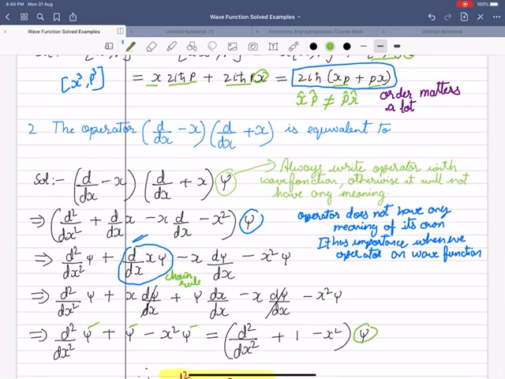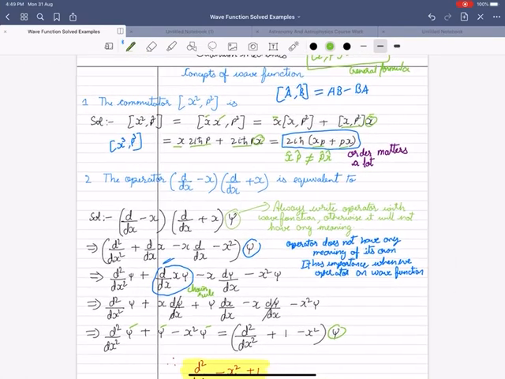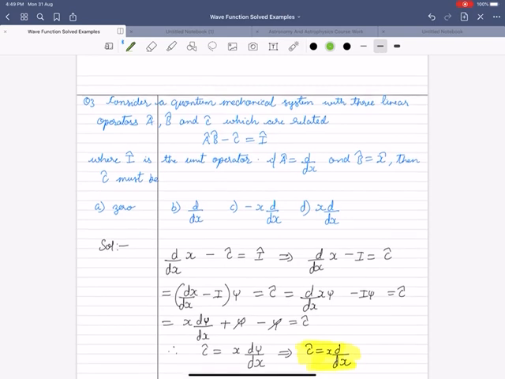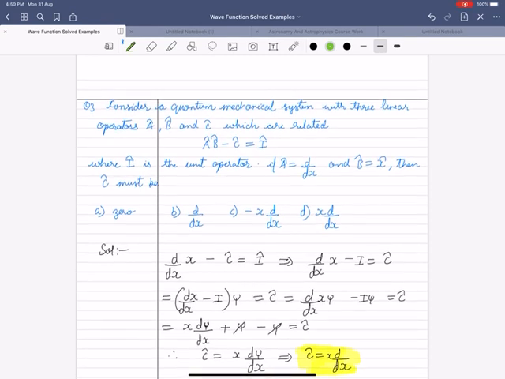Now I will move to the next question. Consider a quantum mechanical system with three linear operators A, B and C, which are related as A operator, B operator minus C operator is equal to the identity operator. If A is equal to d upon dx and B is equal to the x operator, then C must be. So we have to calculate C, and we are given the values of A and B.